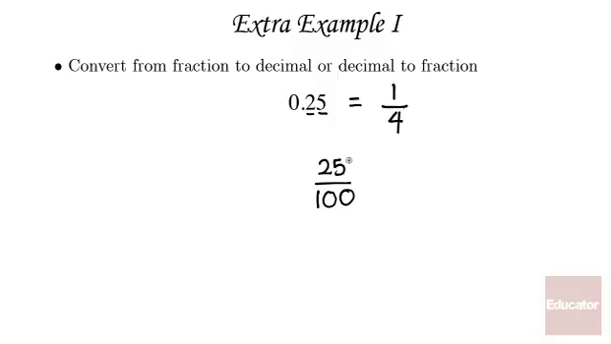Now I have to simplify this because I know that 25 can go into 100. So I'm going to take this 25 and divide by 25, and then I have to divide the bottom number by the same number, right? So 25 divided by 25 is 1. 100 divided by 25 is 4. So 0.25 is going to be the same thing as 1 over 4.